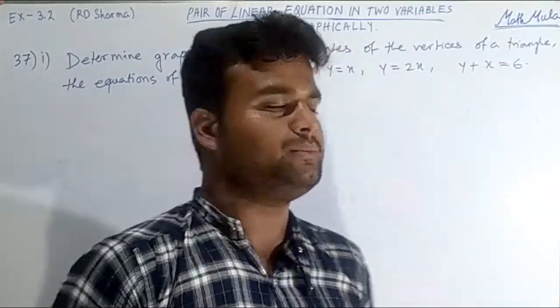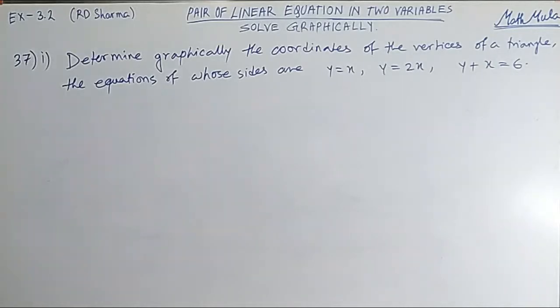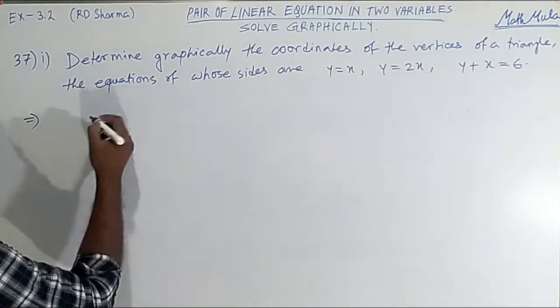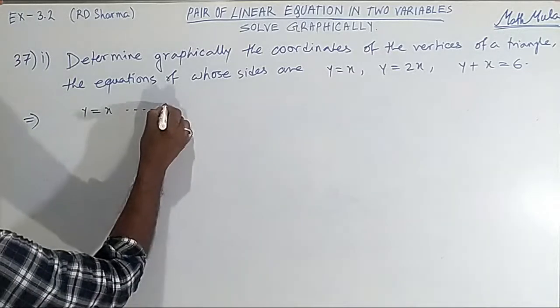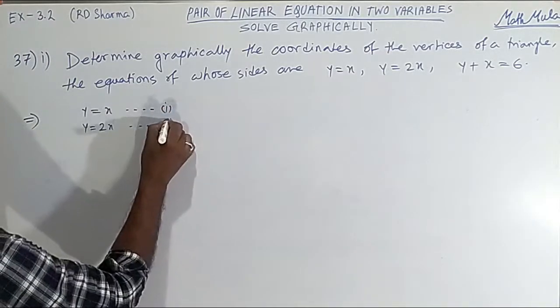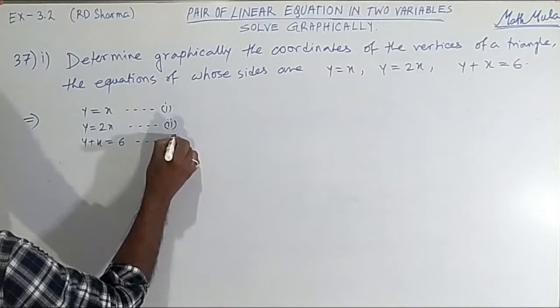Now we solve sum number 37.1. Determine graphically the coordinates of the vertices of a triangle, the equations of whose sides are y equals x, y equals 2x, and y plus x equals 6. Let's solve. First we name the lines, denoted by equation 1, equation 2, equation 3.